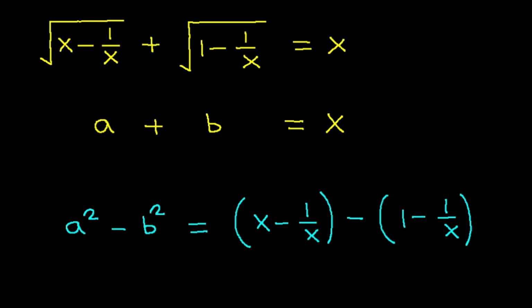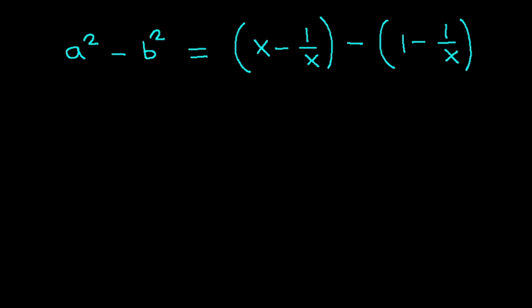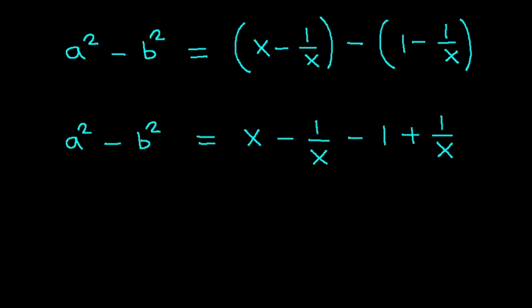Now, let's look at the difference between a squared and b squared. x minus 1 over x, minus 1 minus 1 over x. When we open those brackets, we get x minus 1 over x minus 1 plus 1 over x. Notice that the negative 1 over x and the positive 1 over x cancel each other out perfectly. We are left with a squared minus b squared equals x minus 1.